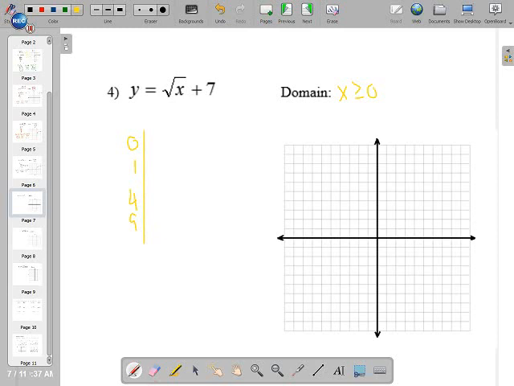Square root of 0 is 0. 0 plus 7 is 7. Square root of 1 is 1. 1 plus 7 is 8. Square root of 4 is 2. 2 plus 7 is 9. Square root of 9 is 3. 3 plus 7 is 10.